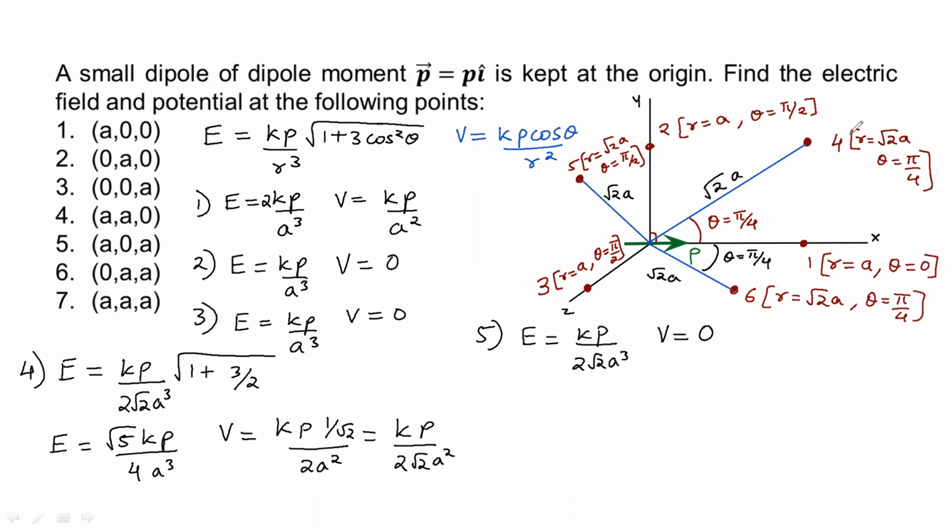So since it is similar to question number 4, I'll just directly write the answer. That is, E is going to be root 5 kp over 4a cube, and V is going to be kp by 2 root 2 a square. All right. So that was the electric field and potential of the first 6 points. Now, I think I should do the seventh point freshly. So I'm going to erase the board. You may pause the video and note everything down. Okay.